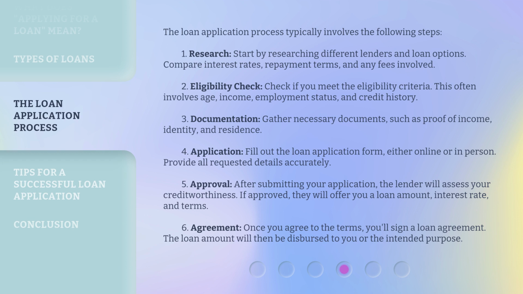3. Documentation. Gather necessary documents, such as proof of income, identity, and residence. 4. Application. Fill out the loan application form, either online or in person. Provide all requested details accurately. 5. Approval. After submitting your application, the lender will assess your creditworthiness. If approved, they will offer you a loan amount, interest rate, and terms. 6. Agreement. Once you agree to the terms, you'll sign a loan agreement. The loan amount will then be disbursed to you or the intended purpose.